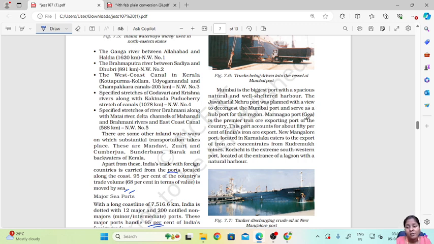The Marmugao port, which is in Goa, is the premier iron ore exporting port of the country. This part is important: it basically exports iron ore, and this port accounts for about 50% of India's iron ore export. Then New Mangalore port, which is located in Karnataka, caters to the export of iron ore concentrate from Kudremukh mines. Then Kochi is the extreme southwestern port located at the entrance of a lagoon with a natural harbour.